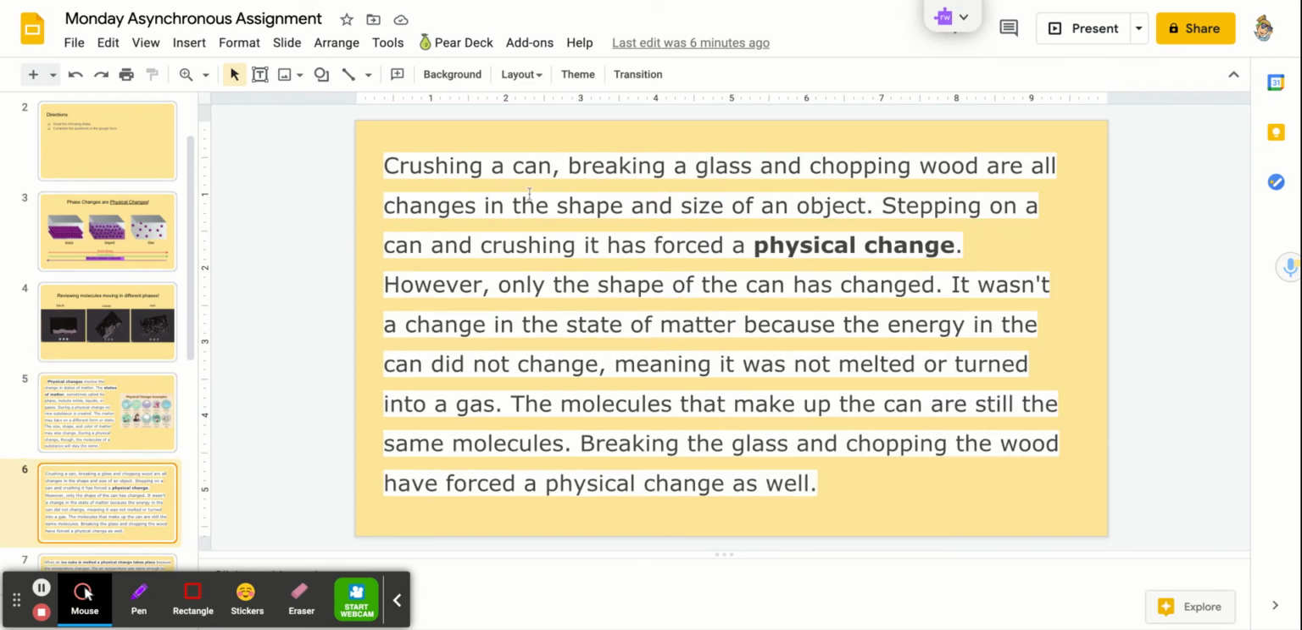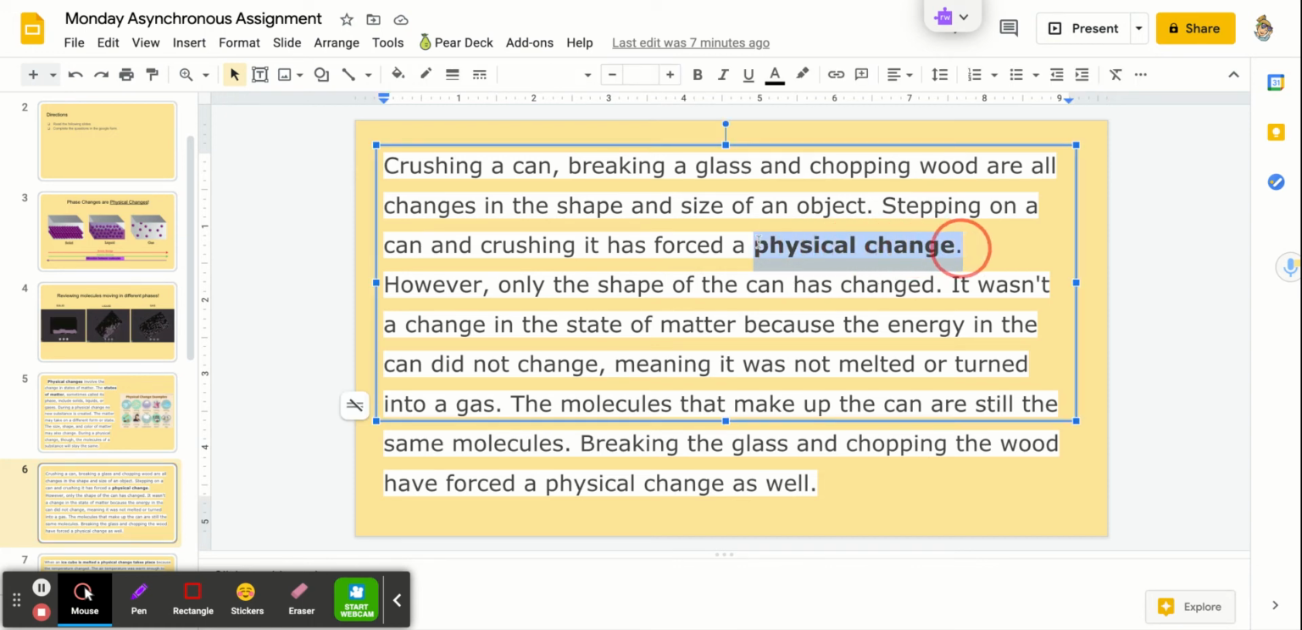Crushing a can, breaking a glass, and chopping wood are all changes in the shape and size of an object. Stepping on a can and crushing it has forced a physical change. So, this is an example of a physical change here. However, only the shape of the can has changed.